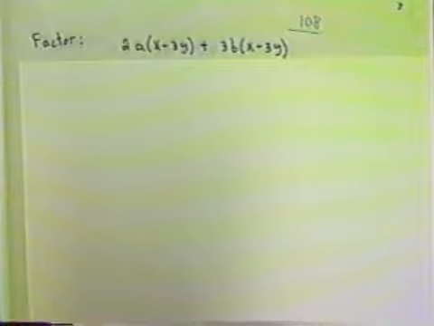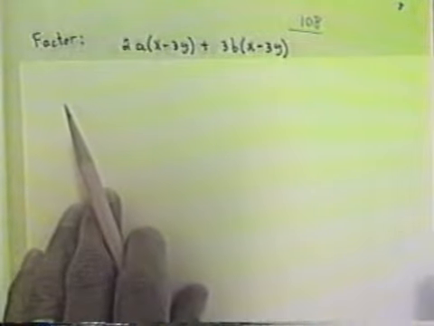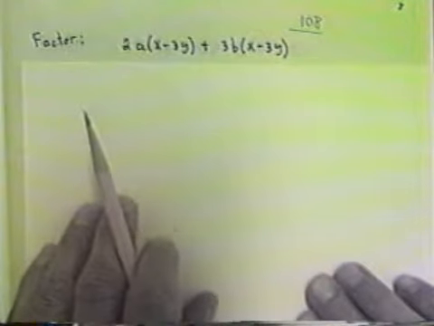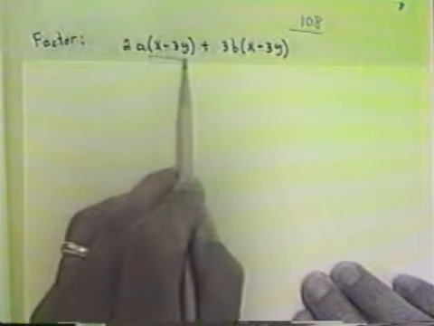Now let's factor one in which we have a binomial factor in common. Let's look at 2a times (x - 3y) plus 3b times (x - 3y). Notice that both of them have the common factor of x - 3y.